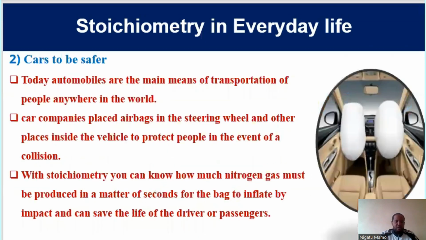Next, stoichiometry is also applied in the manufacturing of cars to make them safer. Today, automobiles are the main means of transportation of people anywhere in the world. Car companies place airbags in the steering wheel and other places inside the vehicle to protect people in the event of collision. With stoichiometry, you can know how much nitrogen gas must be produced in a matter of seconds for the bag to inflate by impact and save the life of the driver or passenger.